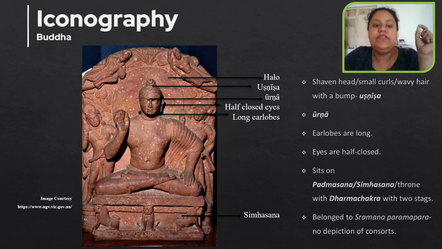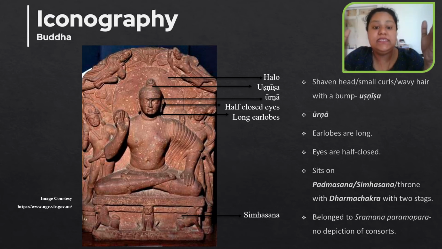Then the other feature to look out for is the long earlobes. These earlobes are dangling. These are very long. His eyes are half closed. That is, he is in the form of meditation, since his eyes are half closed.